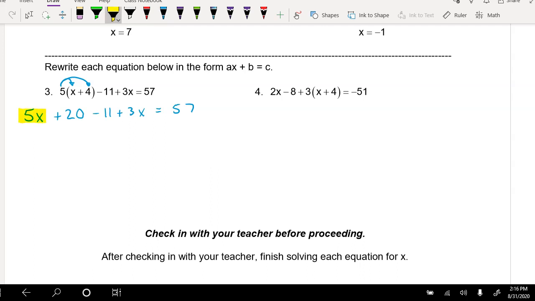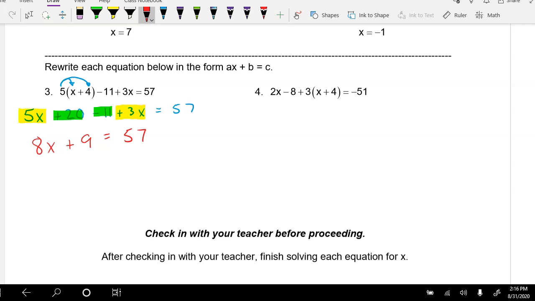So terms to combine. This 5x will combine with this 3x over here. 20 will combine with negative 11. So now I can go ahead and clean this problem up. 5x and 3 more, 8x. 20 minus 11, that's going to give me 9. I'm going to set it equal to 57.